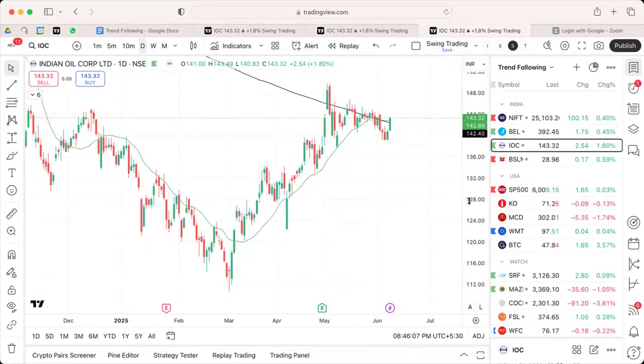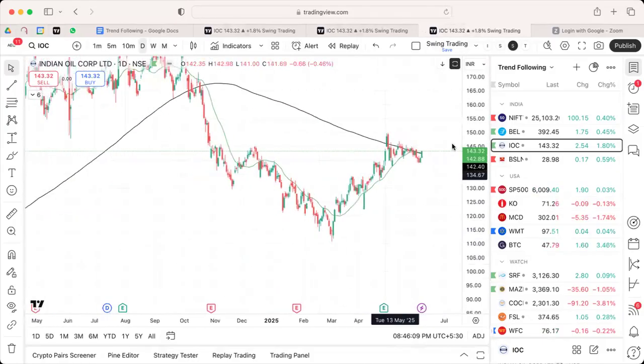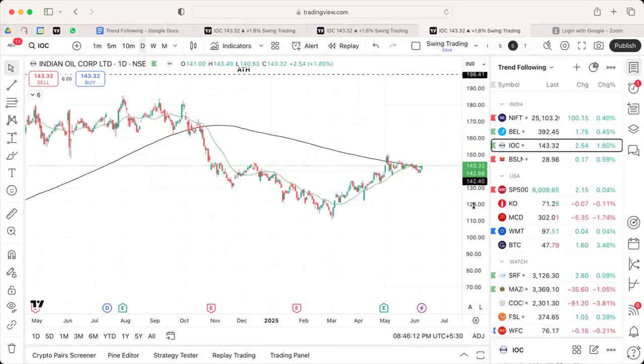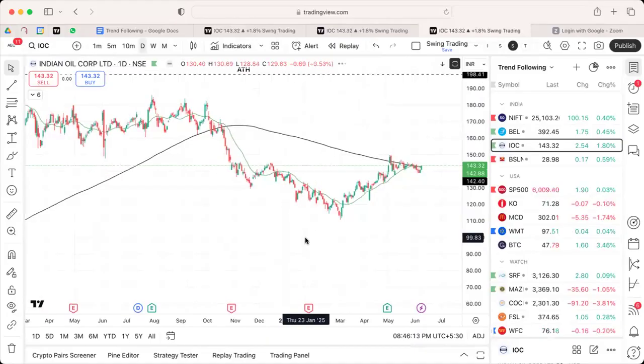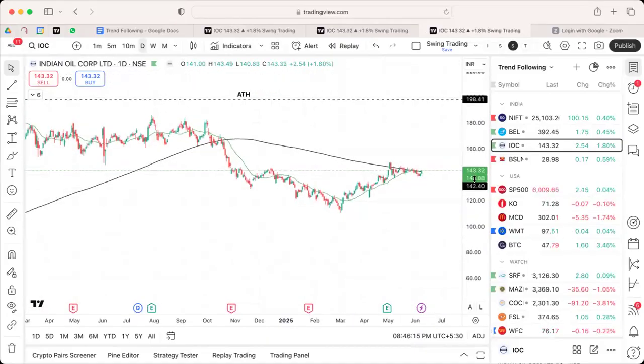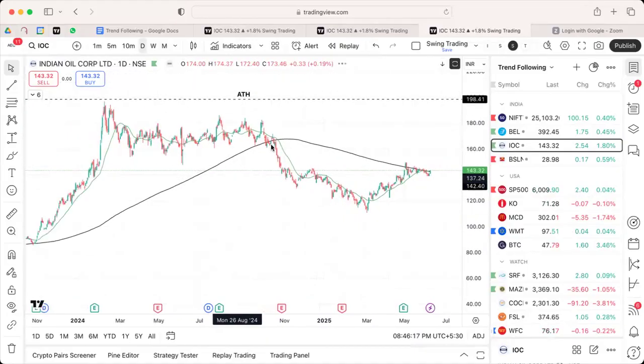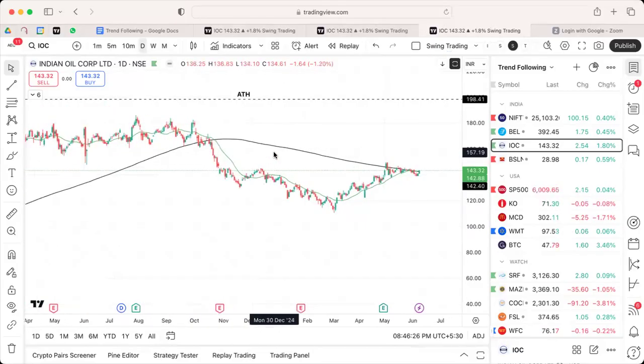Now I go to the daily chart. Okay, I've looked at the monthly, weekly, and now I'm looking at the daily chart. Now you'll observe that on the daily chart, okay, you would have exited at this point as the 20-period moving average went below the 200.